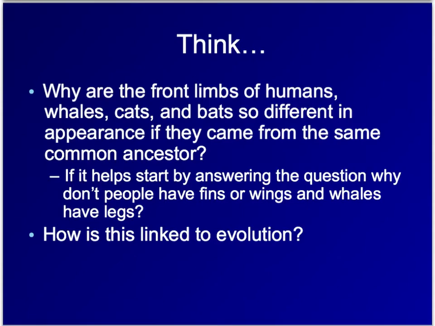Take a second and think. Why are the front limbs of humans, whales, cats, bats so different in appearance if they came from the same common ancestor? If it helps, start by answering these two questions. Why don't people have fins or wings, and why don't whales have legs? When you've finished answering this question in your notes, answer this second question. How is this idea of homologous traits linked to evolution? Again, make sure you write down both answers in your notes.